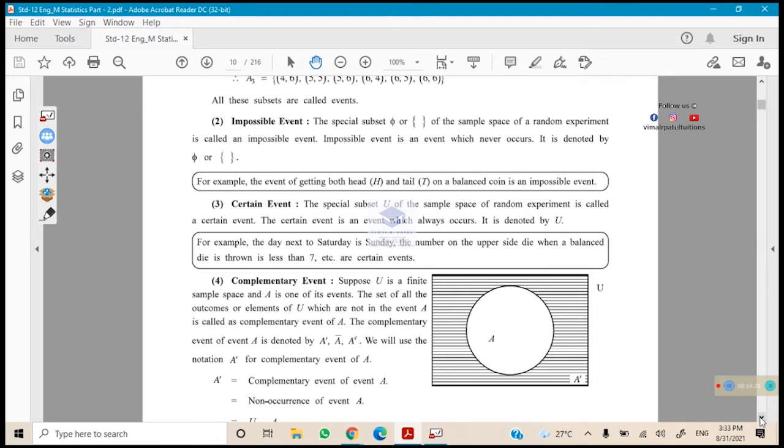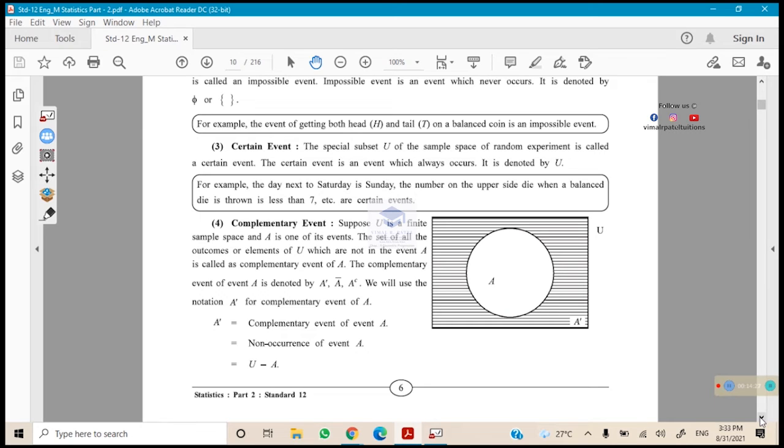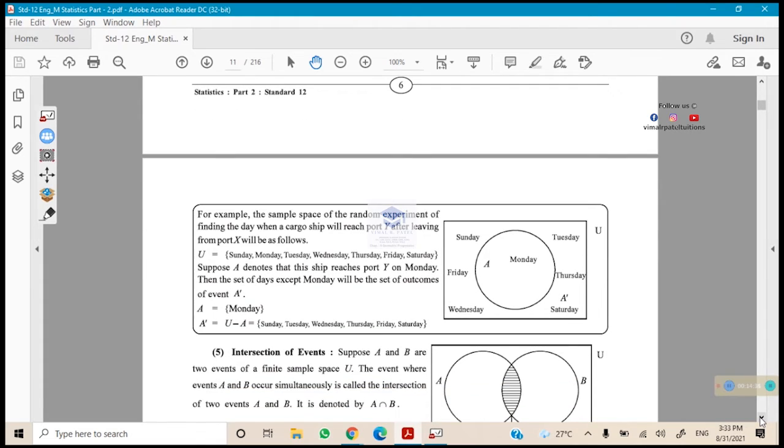So complementary event means non-occurrence of event A. It is U, that is, the sample space minus the particular event A. Like see, U means a week: Sunday, Monday, Tuesday, Wednesday, Thursday, Friday, Saturday. A denotes that a particular ship reaches port Y on Monday. So A is Monday. So what is A dash? All other days except Monday: Sunday, Tuesday, Thursday, Saturday, Friday, Wednesday.